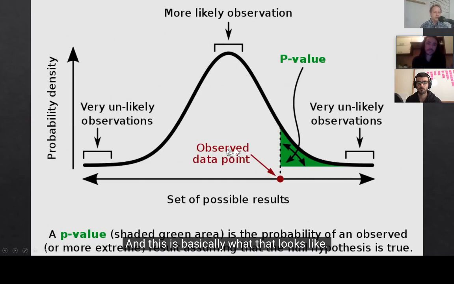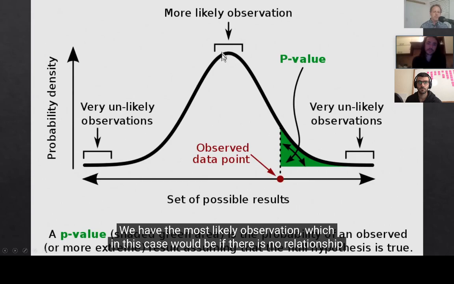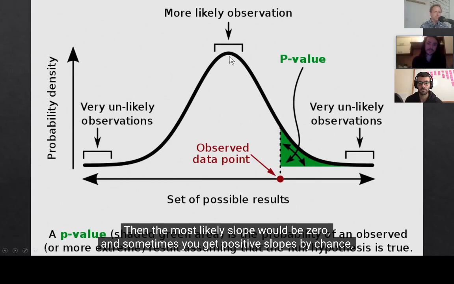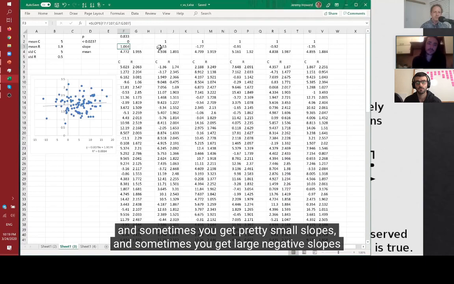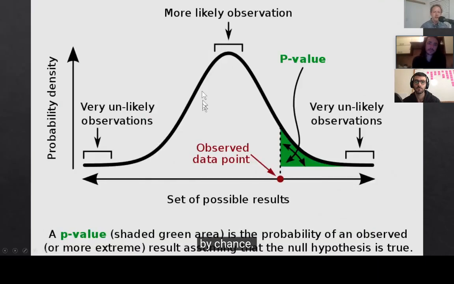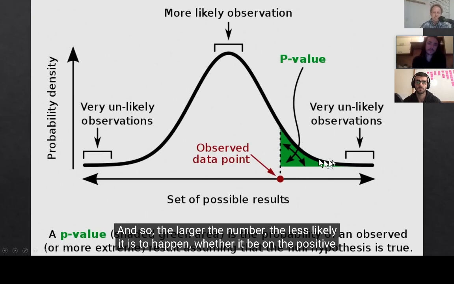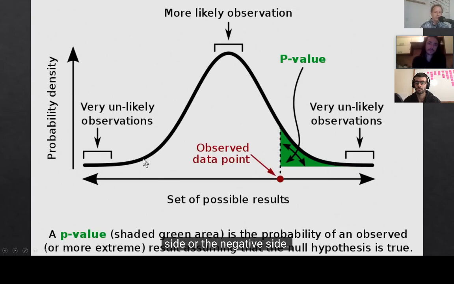This is basically what that looks like. We have the most likely observation, which in this case would be if there is no relationship between temperature and R, then the most likely slope would be 0. And sometimes you get positive slopes by chance, and sometimes you get pretty small slopes, and sometimes you get large negative slopes by chance. And so the larger the number, the less likely it is to happen, whether it be on the positive side or the negative side.